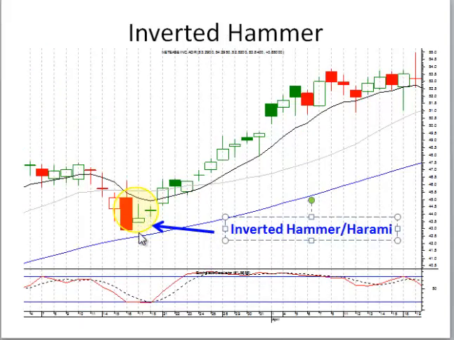Or in this case, we see an inverted hammer Harami, where it opened and closed inside the previous day's trading. That was another indication that the selling had stopped, and if they opened up positive after an inverted hammer type signal, the new trend was about ready to start.